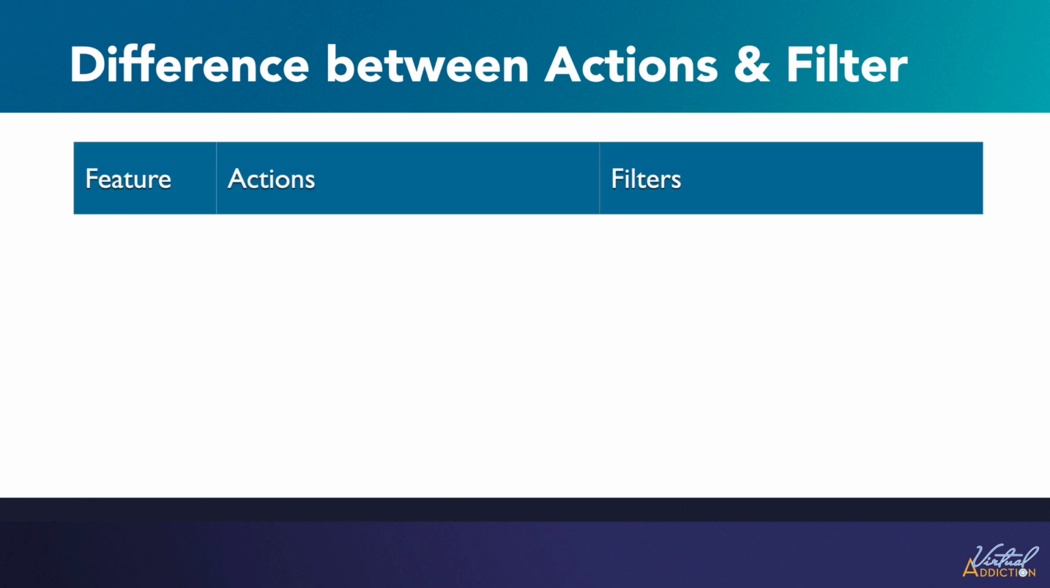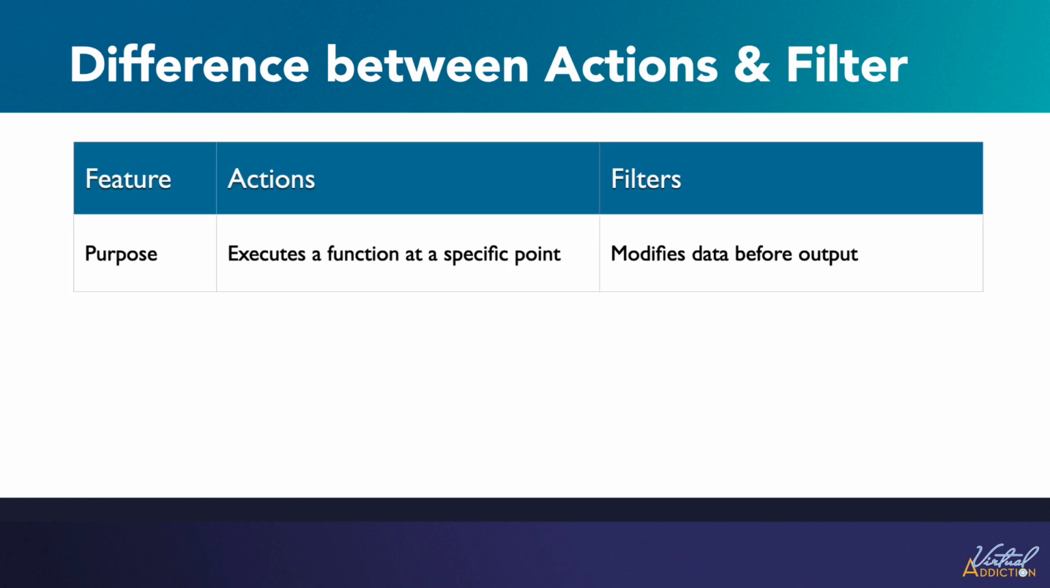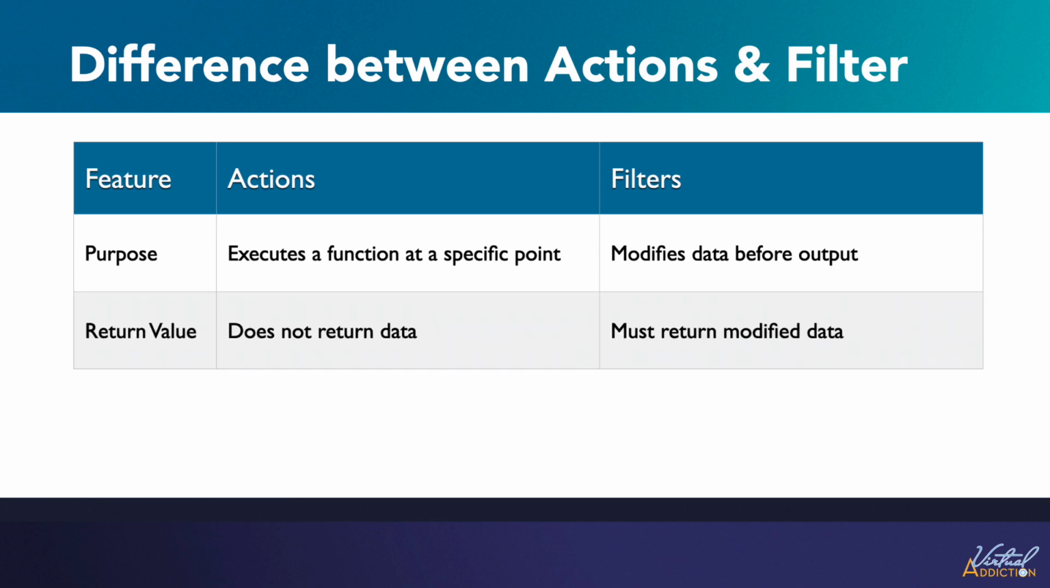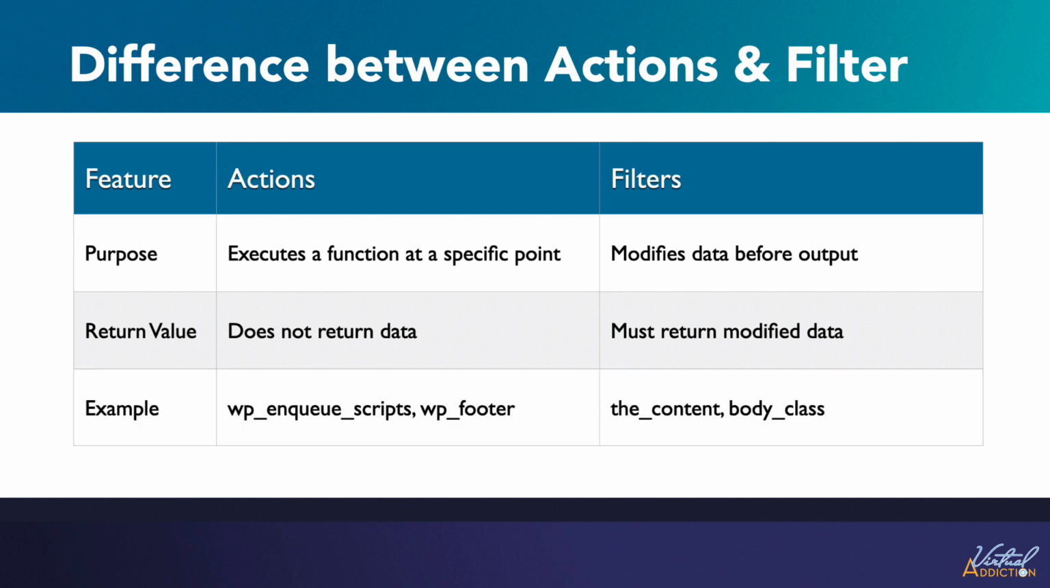The purpose of an action is to execute a function at a specific point. The purpose of a filter is to modify data before output. An action will never return data, while a filter must return modified data. An example of an action is wp_enqueue_scripts or wp_footer. An example of a filter is the_content or body_class.